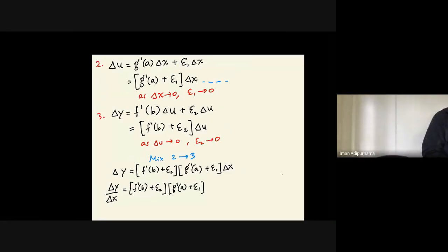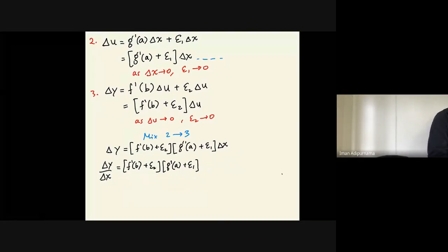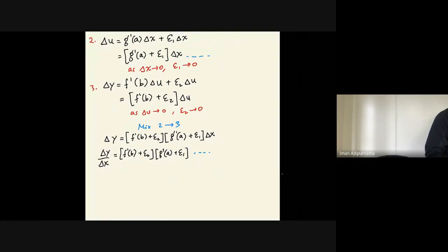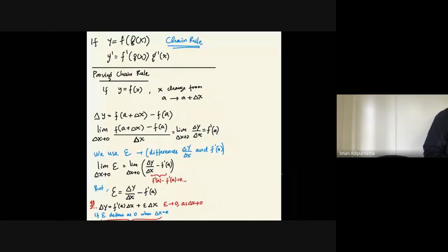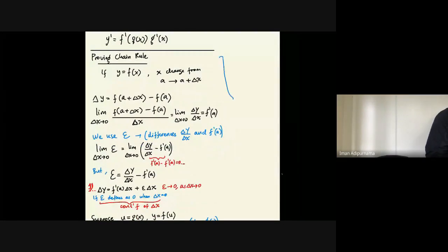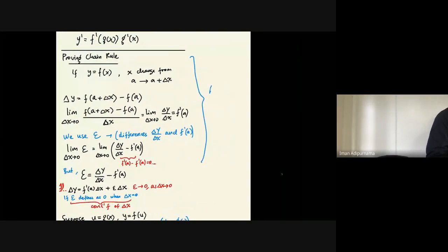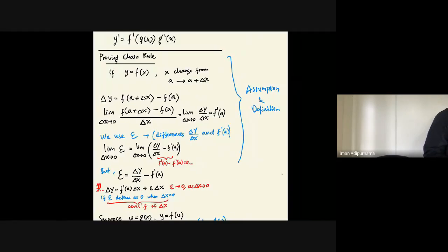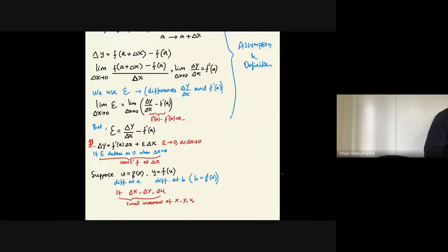Okay, so I have this expression now. So how do I get all this information? This is from our assumption and definitions. Okay, then we put the epsilon, and then putting the definition of epsilon, we have this expression.